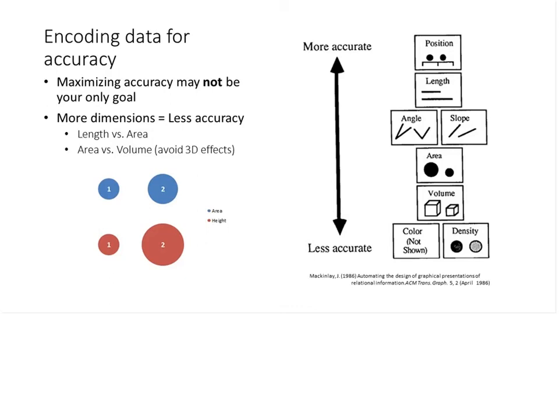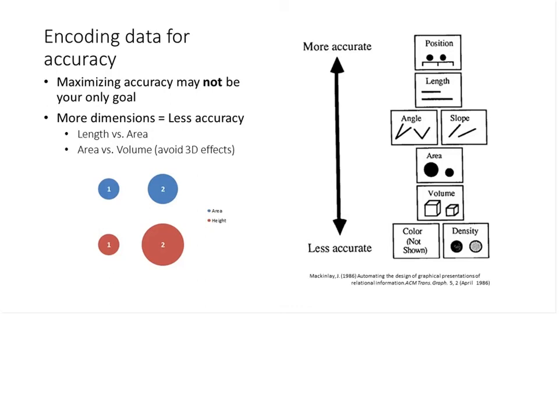That said, maximizing accuracy may not be your only goal. Sometimes you're going to have many different variables you want to put in a visualization, and some of them are going to end up in these less accurate categories. That's okay. That really is a way to think about which variables you want to put in which position, which variables need that very fine accuracy, and which ones don't.